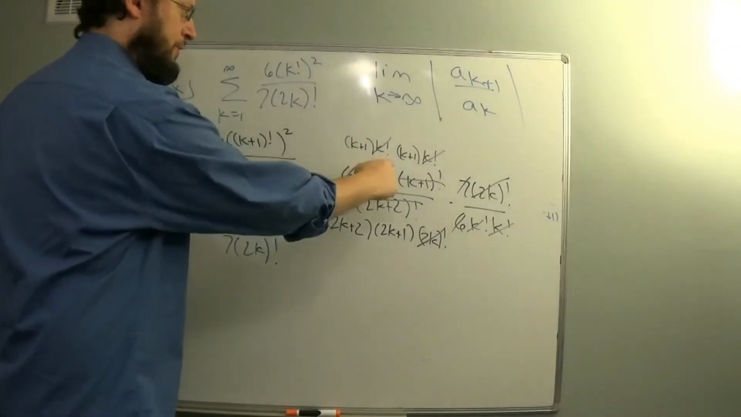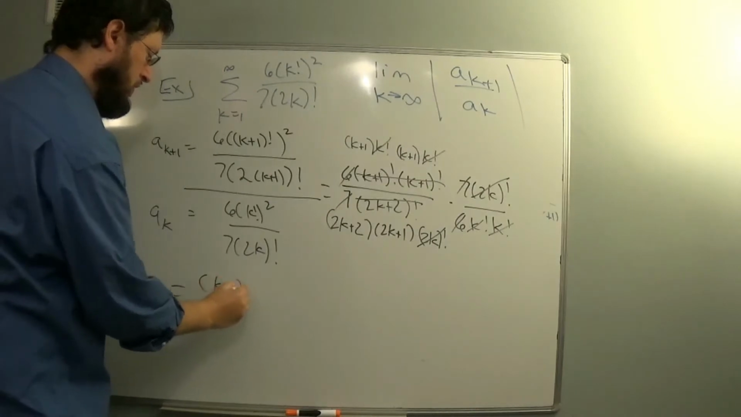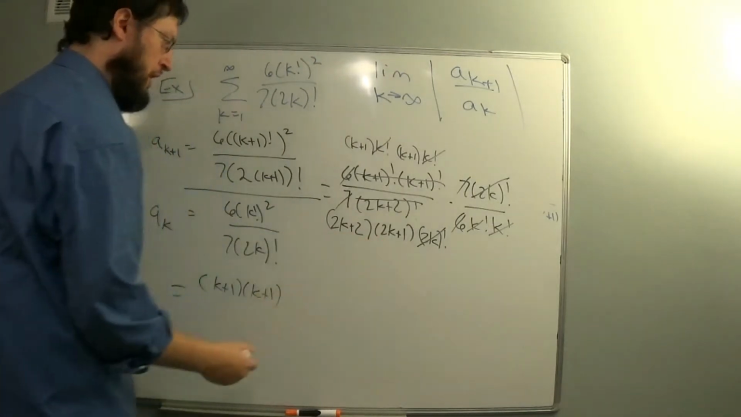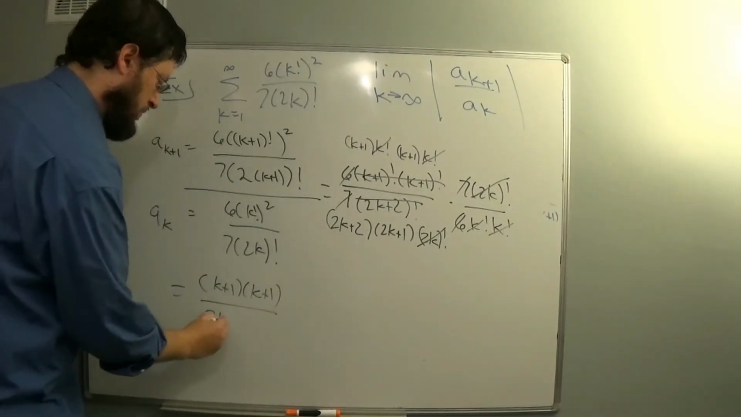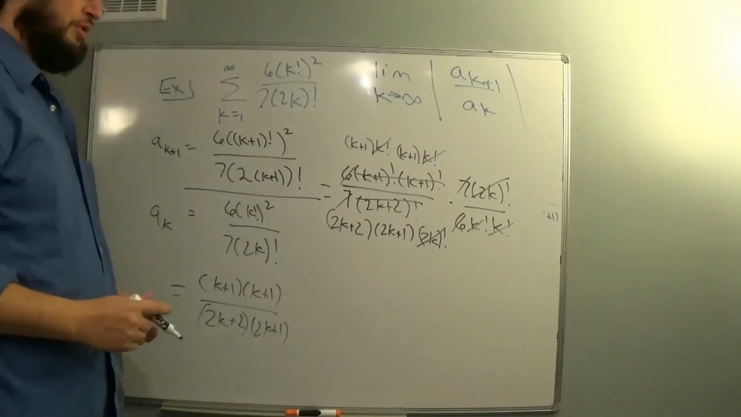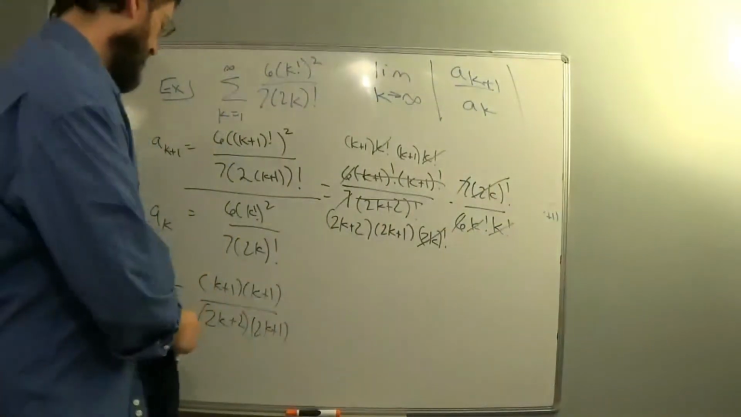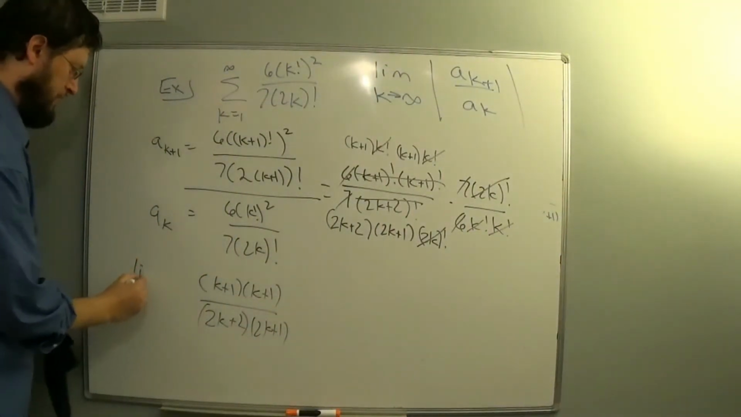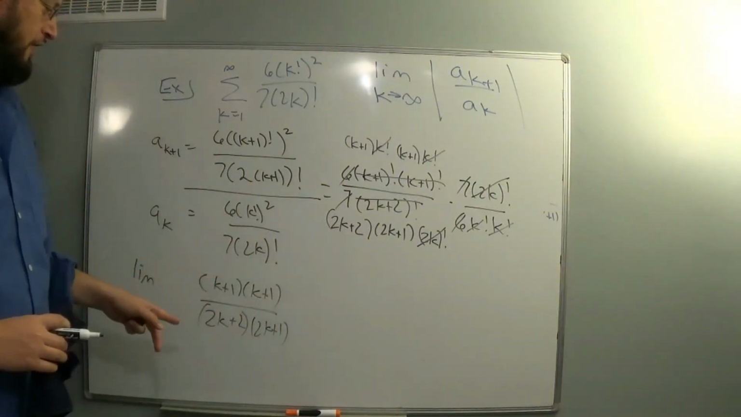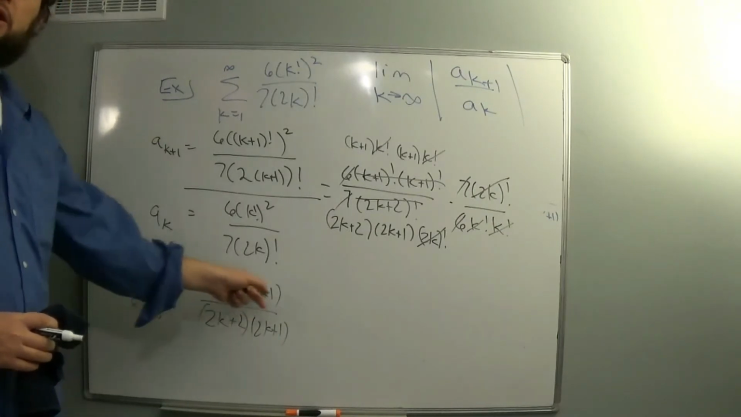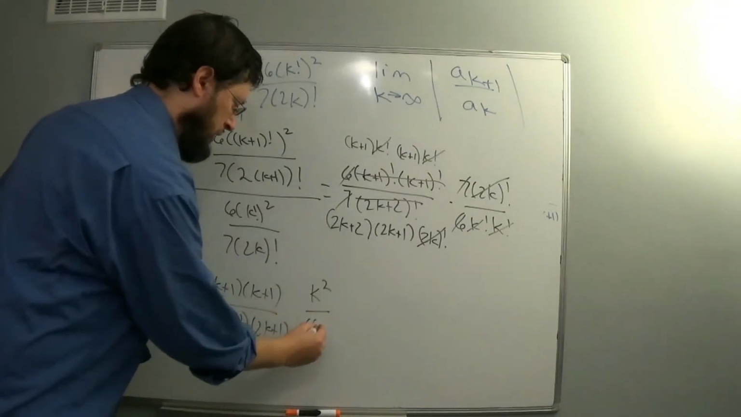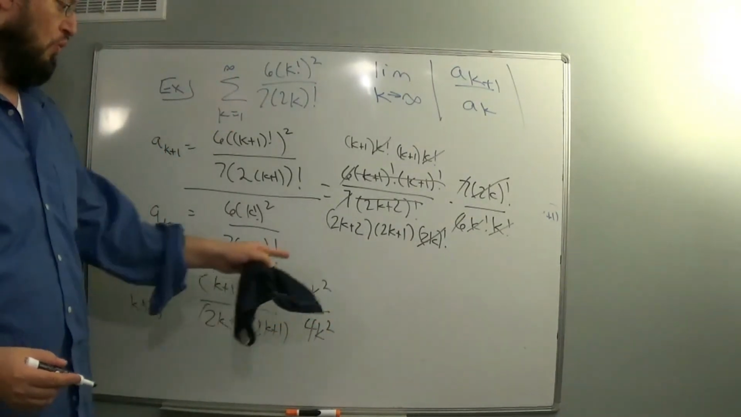Right, in the numerator I get a (k+1) and a (k+1). That's it. In the denominator I get a (2k+2) and a (2k+1). And what we're really doing is taking the limit as k goes to infinity of that stuff. What does that give us? The numerator is a k squared when we FOIL. The denominator is a 4k squared when we FOIL. So in the limit we get 1/4.